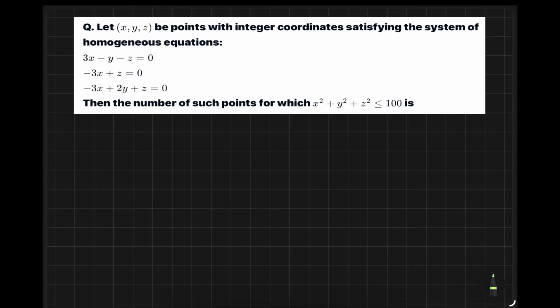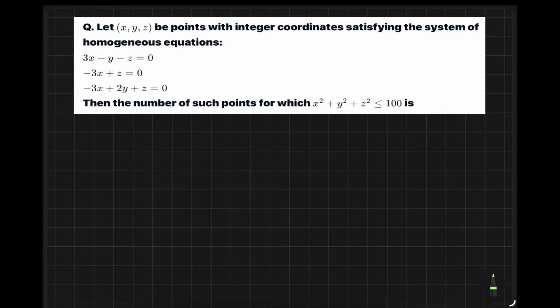So we are back with a wholesome new question which says: let x, y, z be the point with integer coordinates satisfying the homogeneous equations given here. Then find the number of points which satisfy this. Great.